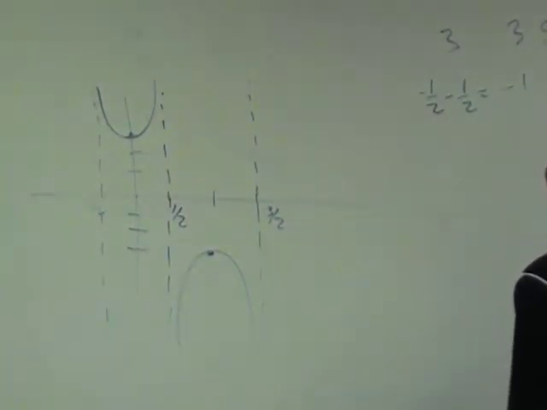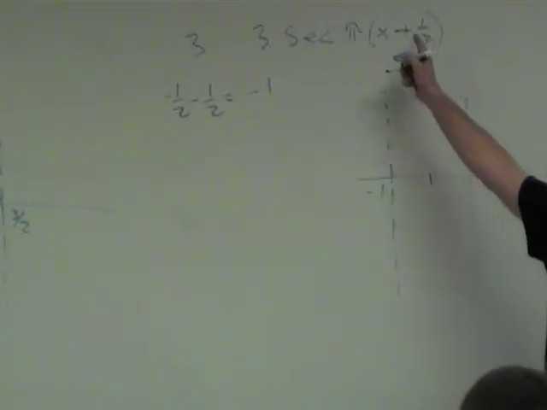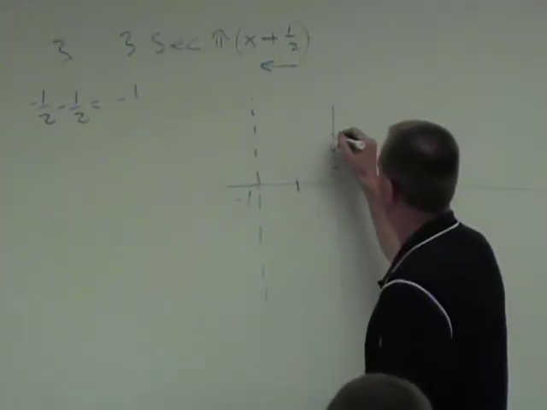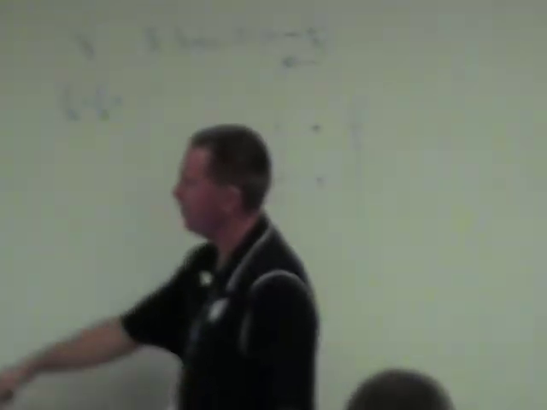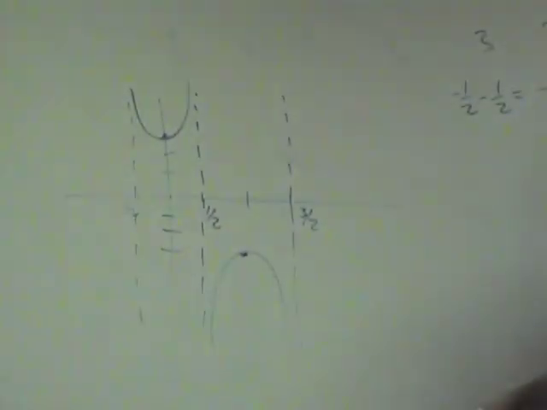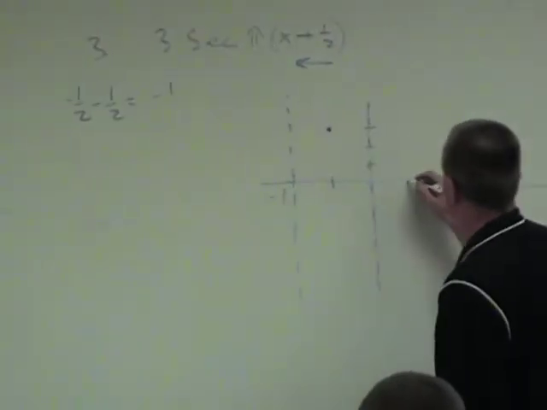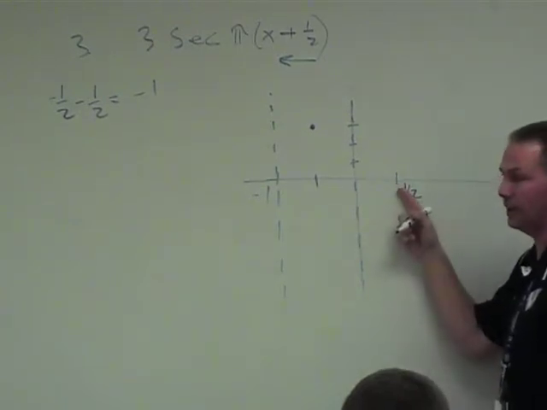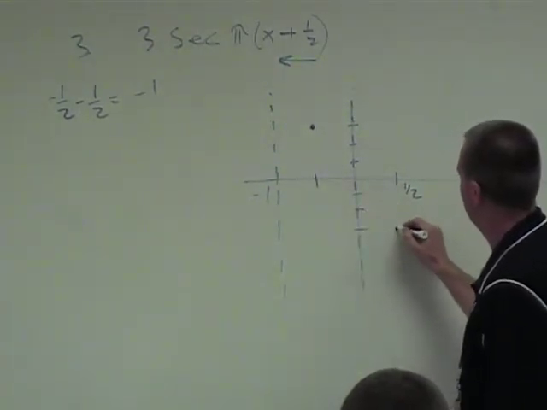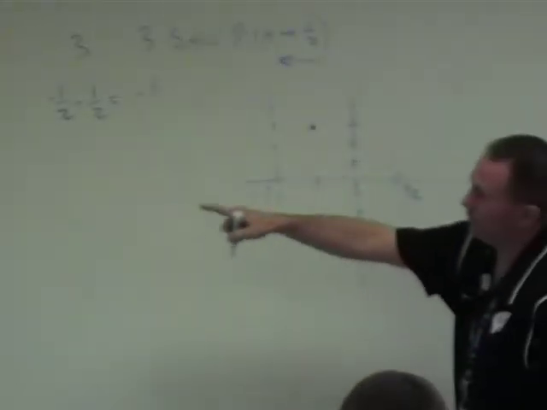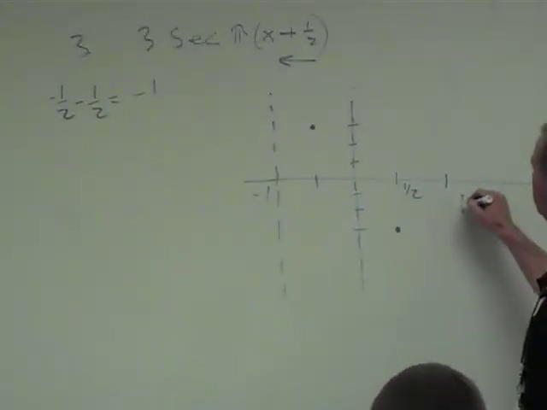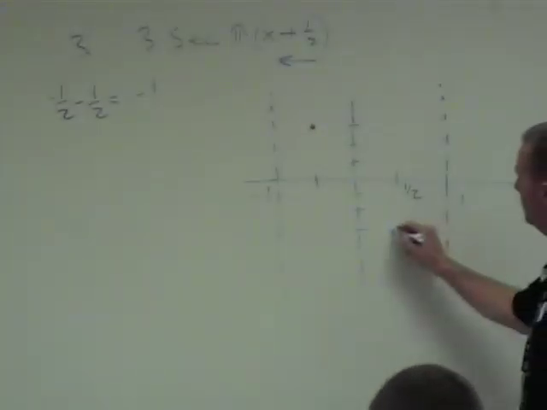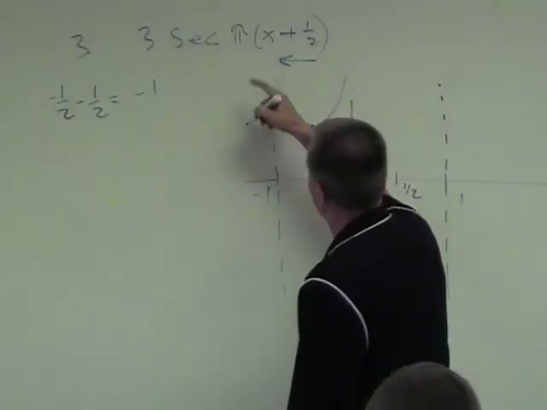0. 0 minus a half is negative 1/2. So negative 1/2, if I plug this in, I should get positive 3. 1/2 minus 1/2 is 0. So here is the second asymptote. At 1, subtract 1/2. I'll get 1/2. If I plug that in up here, I should get negative 3. 3/2 minus 1/2 is 2 over 2, or 1. That's that asymptote. You now have that graphed.